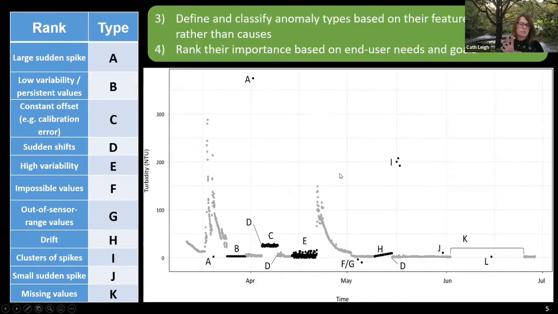And so once we have defined those anomaly types, we can then rank them in terms of their importance for being detected based on that end user need and goal that we've defined earlier. In this case, looking for visual representation of the raw data, something like that sudden spike is extremely important to make sure that it is labelled as a potential anomaly when it goes out to the public. So that's hence why these are ordered A through to K. They're ordered in terms of their importance to detect by an anomaly algorithm based on that end user need.